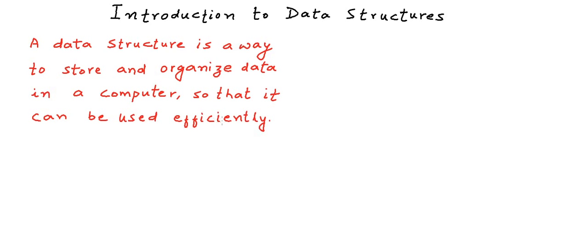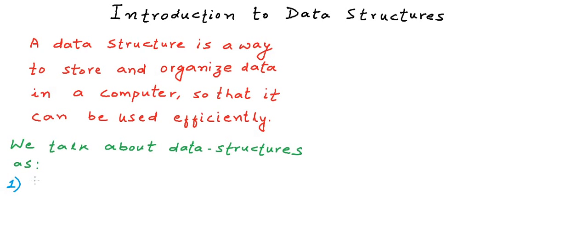When we study data structures as ways to store and organize data, we study them in two ways. First, we talk about them as mathematical and logical models. When we talk about them as mathematical and logical models, we just look at an abstract view of them. We just look from a high level at what features and what operations define that particular data structure.